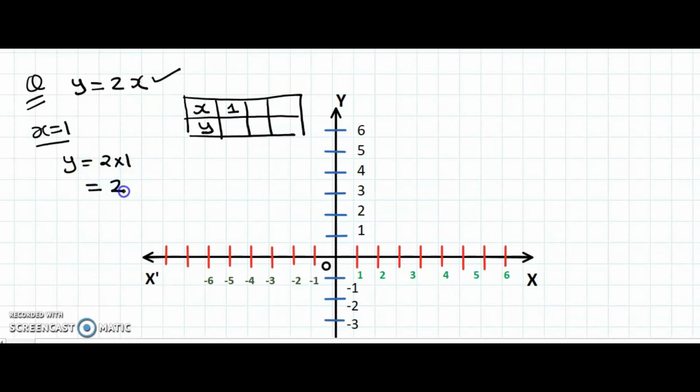I am getting the answer as 2. So here I am writing 2. Now let us take another value. We will never take the bigger values; we are going to take some smaller values. Now let us take another value.